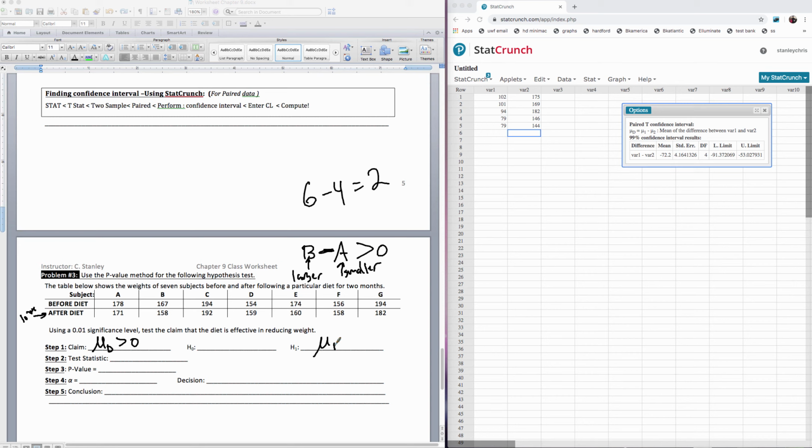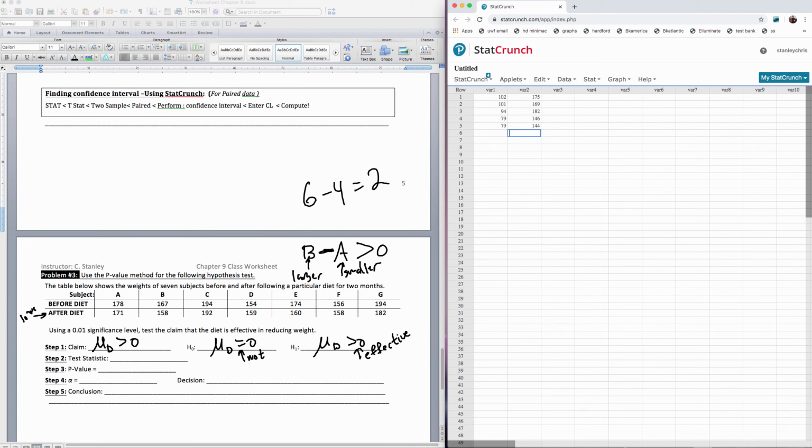So here, mu d is greater than 0. Here, mu d is equal to 0. So this means not effective, and this means effective. Now, just if everybody here lost weight, that still doesn't make it effective. The weight loss from each person has to be pretty significant for the test to reject this null. Okay, so now we're going to go ahead and run the test. To run the test, we need to put the data in. So I'm going to put the data in real quick. Okay, so I have my data in.